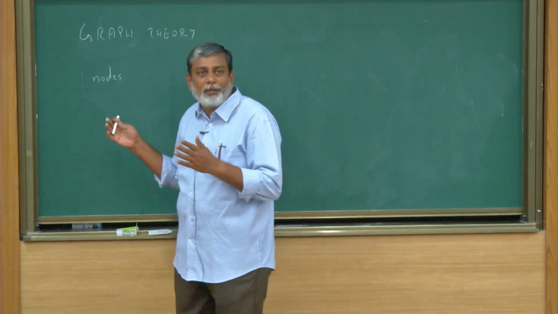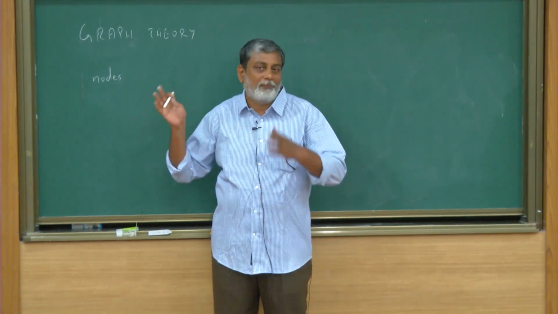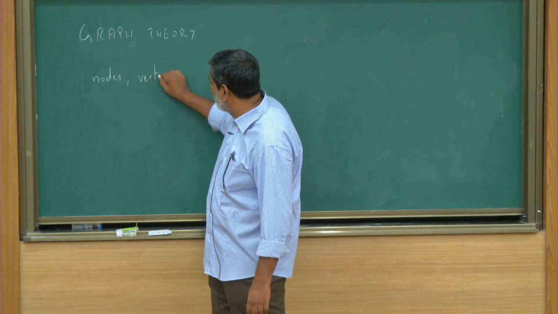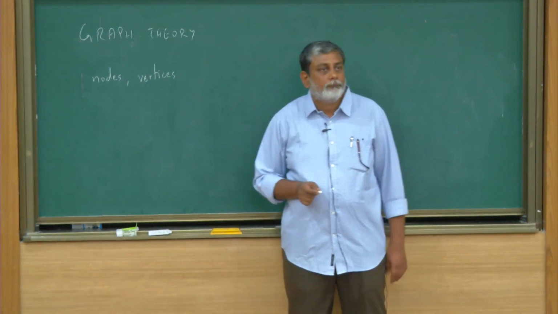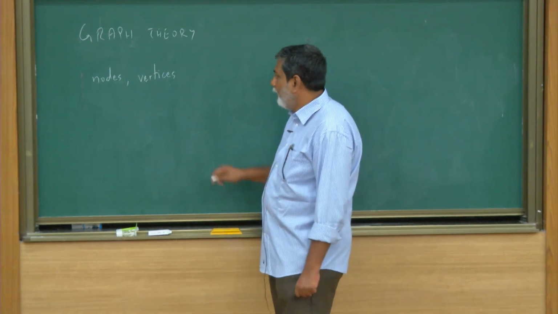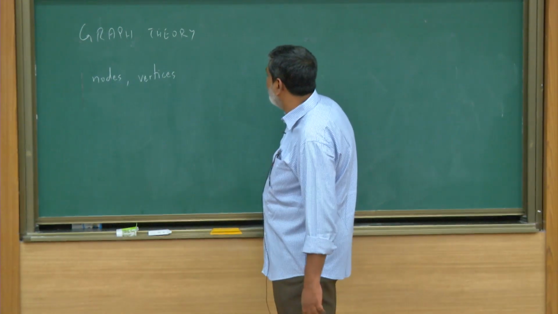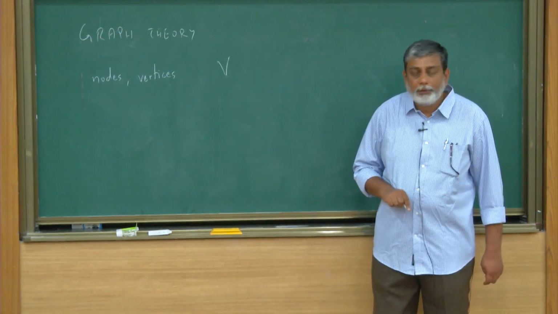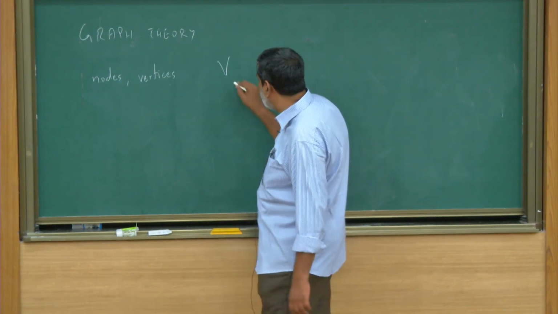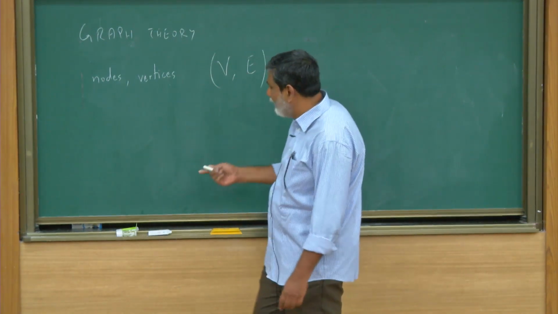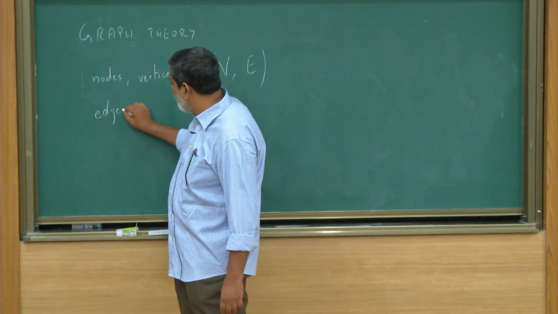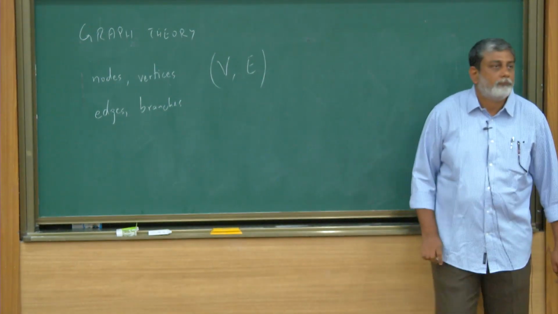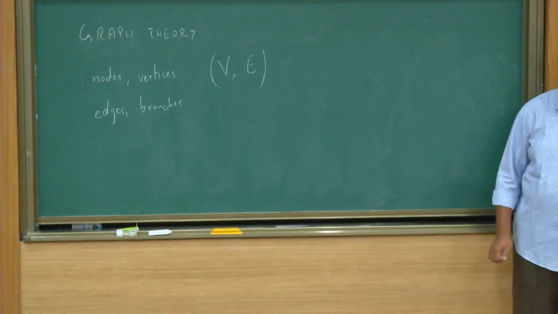In general, graphs are thingies that consist of nodes. It depends on which branch you come from. Some people call it nodes, some people call it vertices. Doesn't matter. It consists of these guys, so let me use the symbol V for that. And there are other objects which I'll denote by E. These are called edges or branches. Different people use different languages.